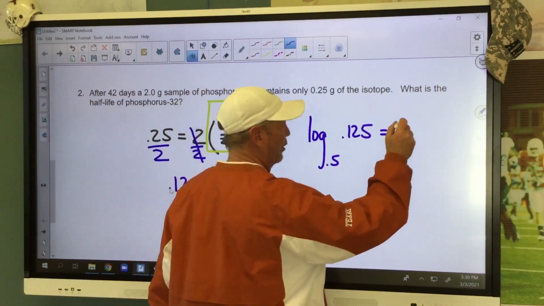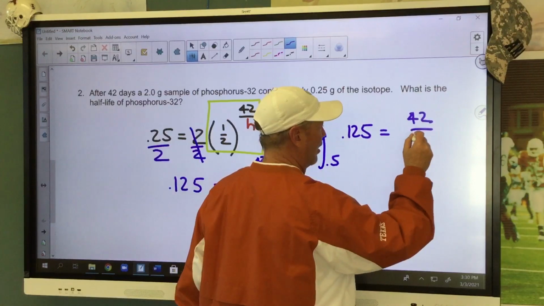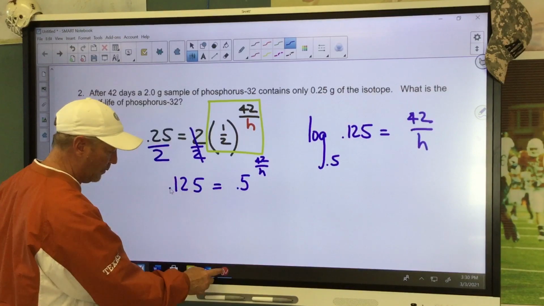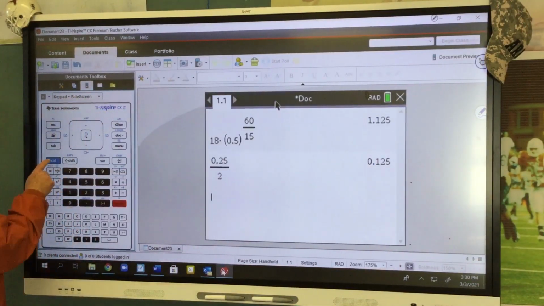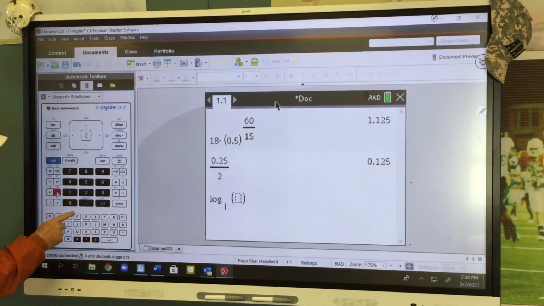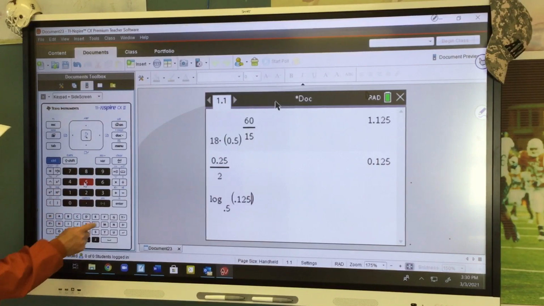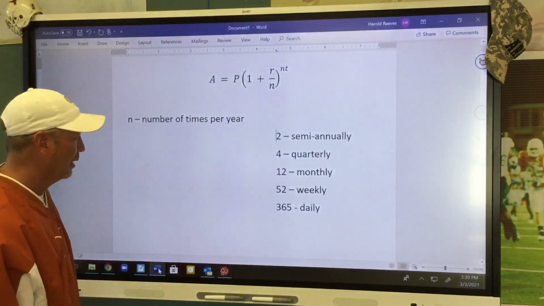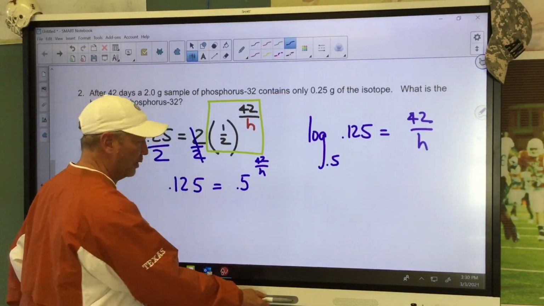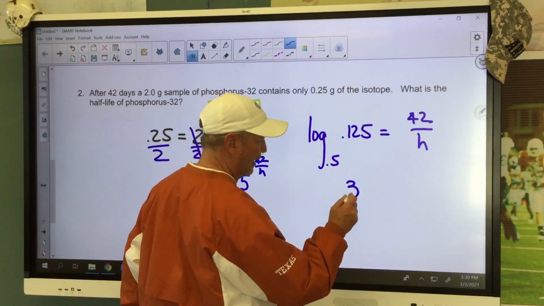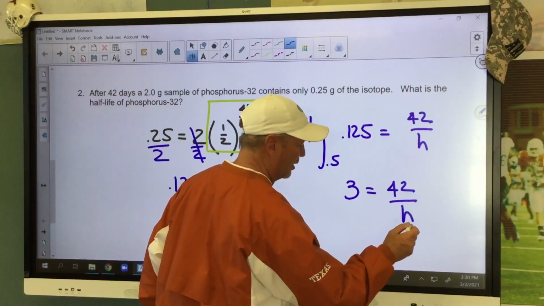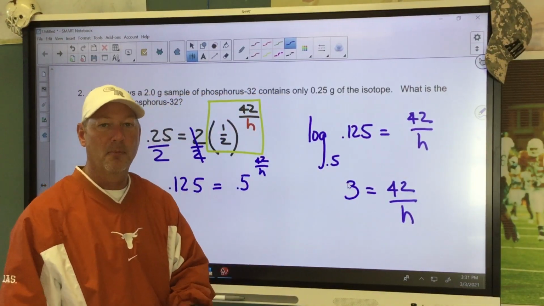And that's going to equal 42 over h. So let's put this in our calculator and find out what that is. Okay, so we're going to say control, log base 0.5 of 0.125. We hit enter, and we get the number 3. So this is going to give us 3 equals 42 over h.